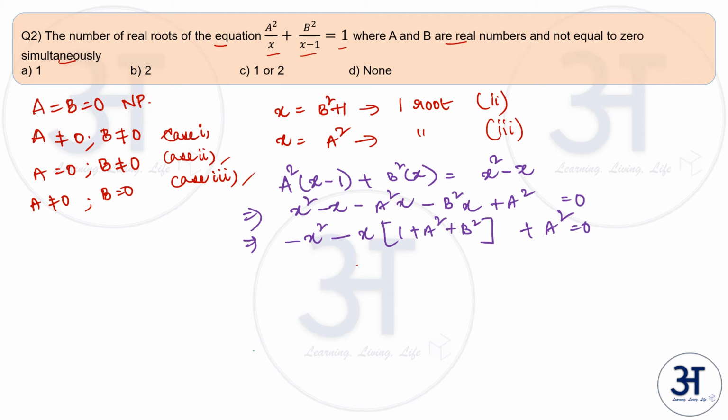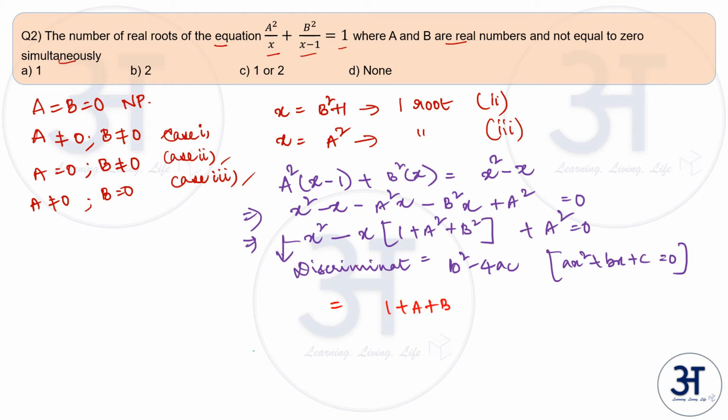Now we need to find the discriminant of this to understand the nature of the roots of this equation. So discriminant is equal to b square minus 4ac for an equation of the form ax square plus bx plus c equal to 0. So now let us write that discriminant. Now in this case that will be equal to 1 plus a square plus b square whole square, minus 4 into a square.